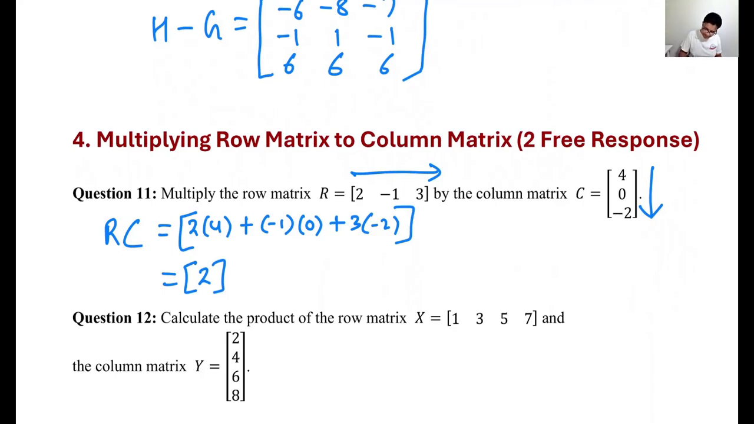And why is that? Because the row matrix was a 1 by 3 matrix and the column matrix was a 3 by 1 matrix. As it happens in matrix multiplications, the middle numbers will vanish, and the first and the last, 1 by 1, is the product that you see here.